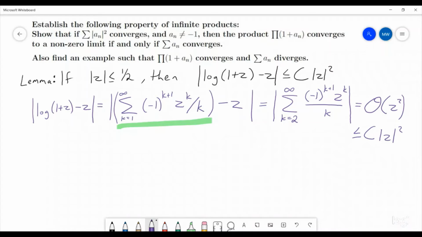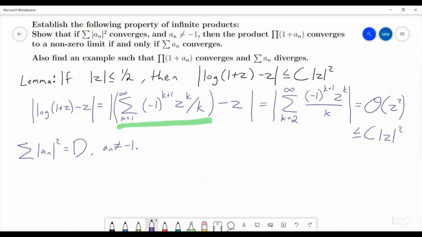So now let's go through our proof. We are going to suppose that the sum of the absolute value of a_n squared converges. Let's just say that that equals some value d. So it's going to converge, and none of the a_n's are -1.